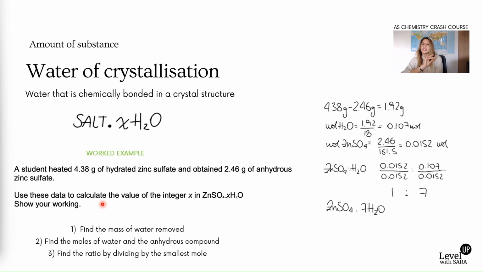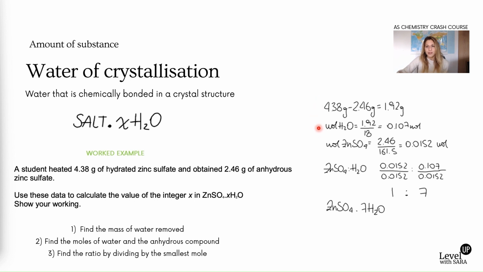Okay, so let's look at this example anyway. We have 4.38 of hydrated zinc sulfate, hydrated, so we're talking about the whole salt, and obtain 2.46 of anhydrous. This means that dry means all the water is gone, which means that this amount is just the salt. If we have the hydrated and the dehydrated one, by doing the difference, we can find, as the first step, the mass of water removed. Then we can find the moles of water, and then the ratio.